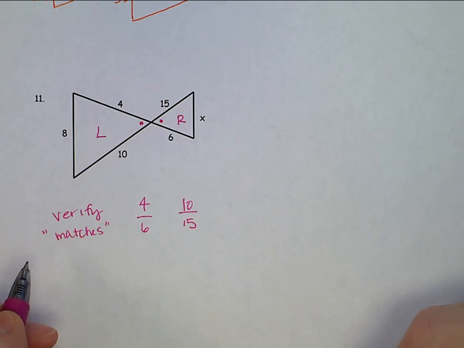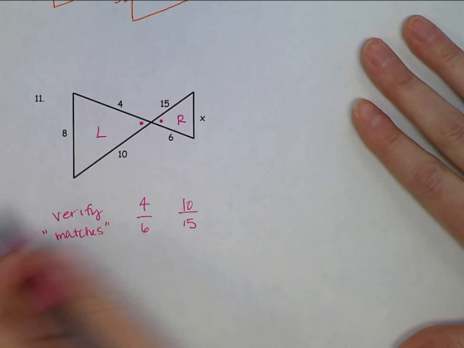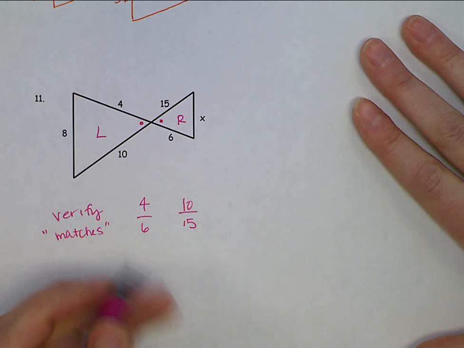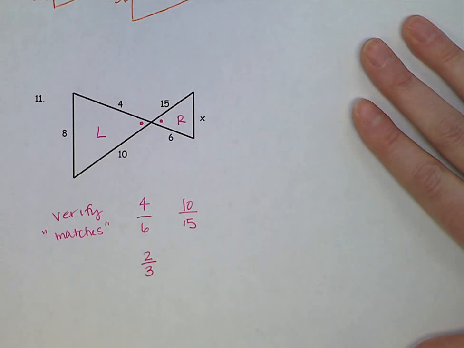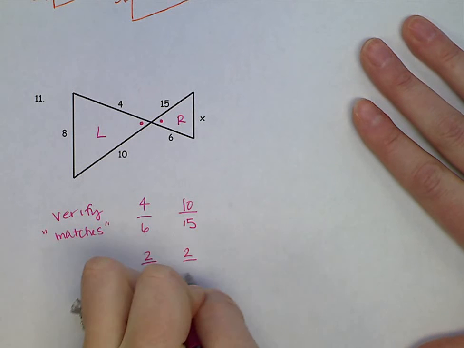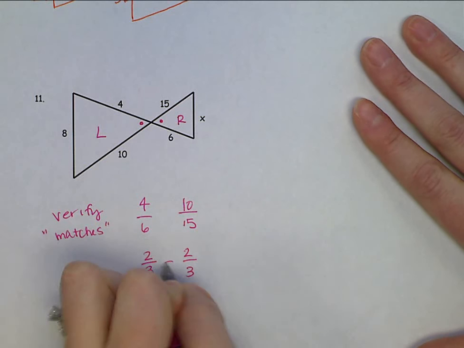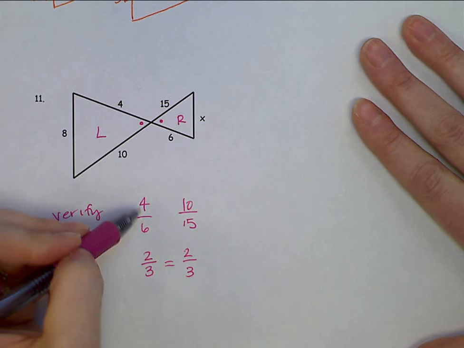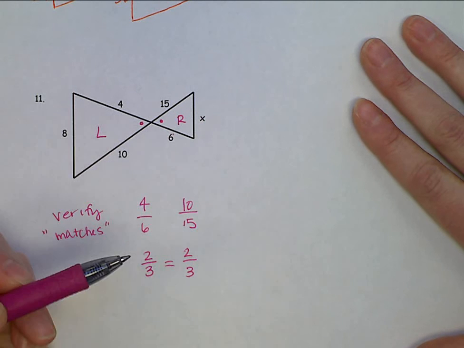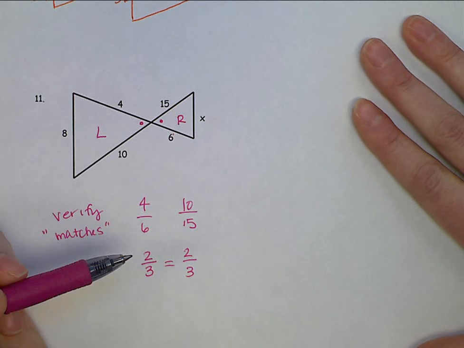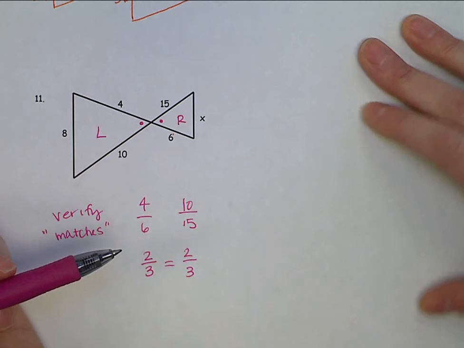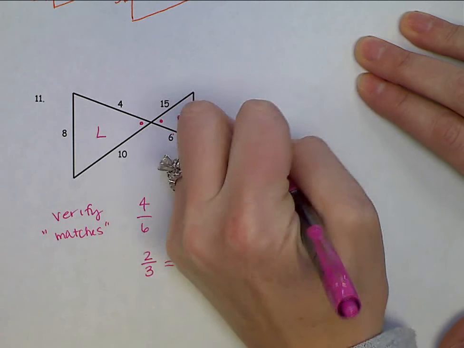Because if they do come out to the same, then those are the corresponding sides. If they don't come out the same, then those aren't the corresponding sides, and you have to do a little adjustment. 4 over 6 reduces to 2/3. Divide by 2. 10 over 15, divide by 5. You get 2/3. Okay, because they came out the same, we know that this side and that side are corresponding. They go together. We know 10 and 15 go together.